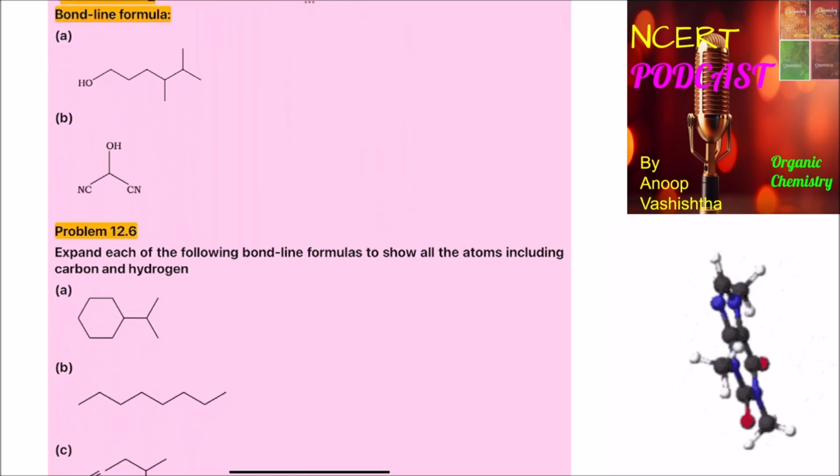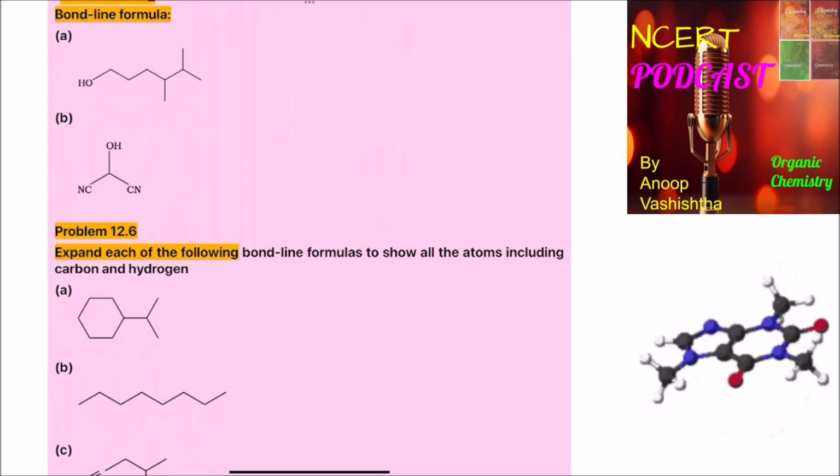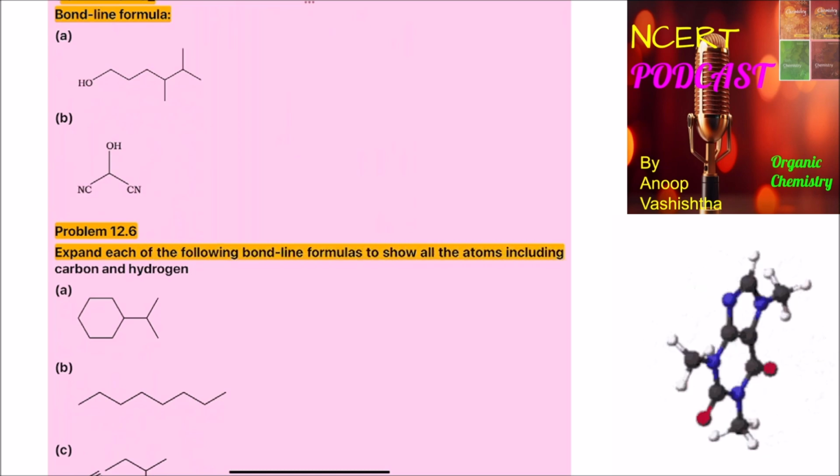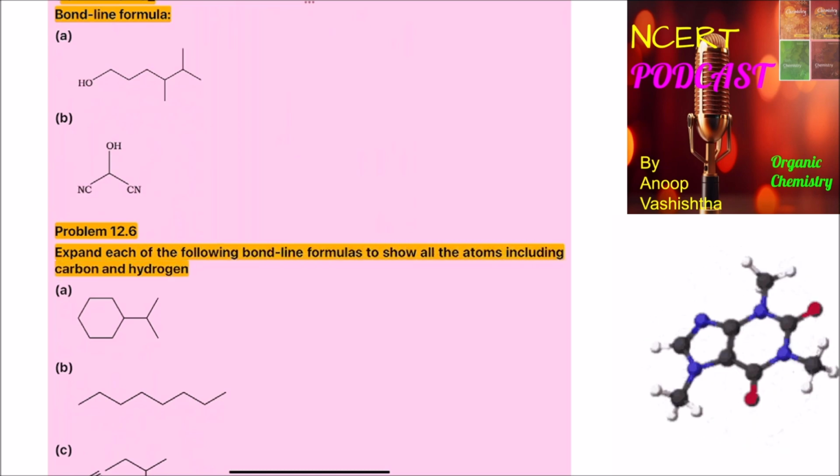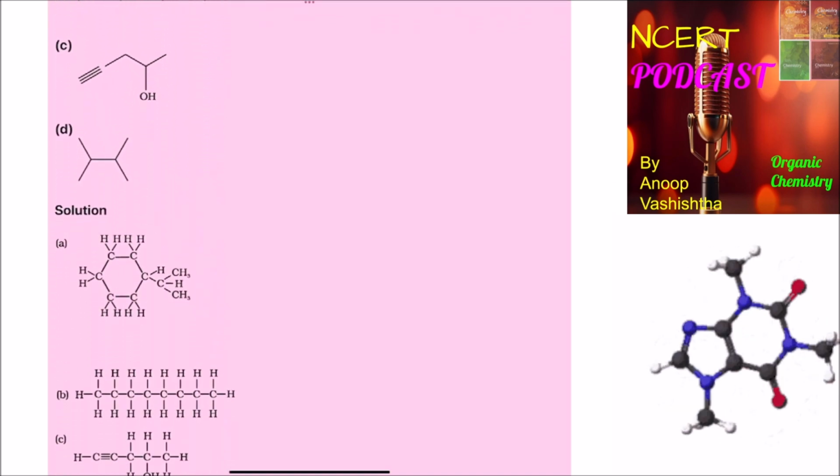Problem 12.6. Expand each of the following bond line formulas to show all the atoms including carbon and hydrogen. Solution.